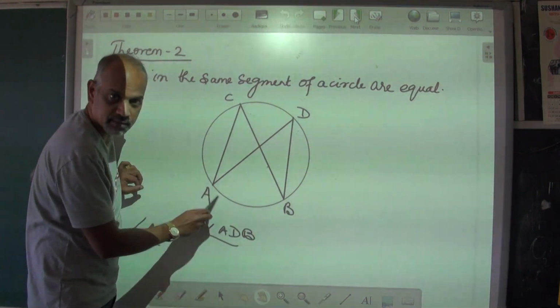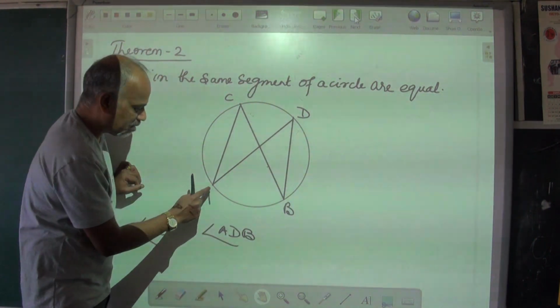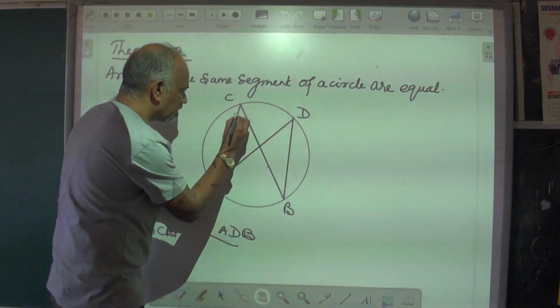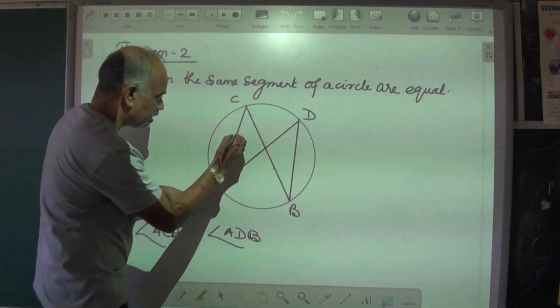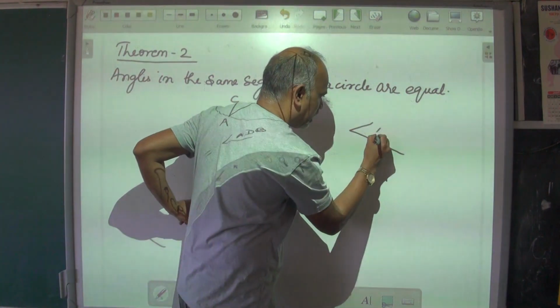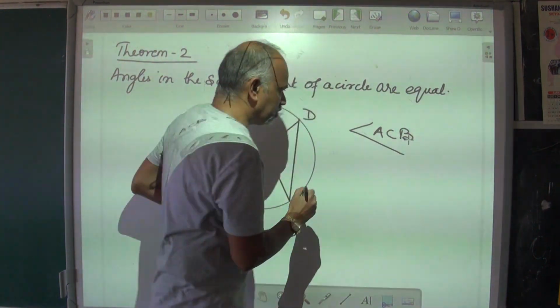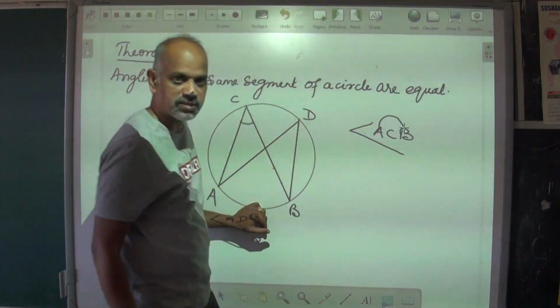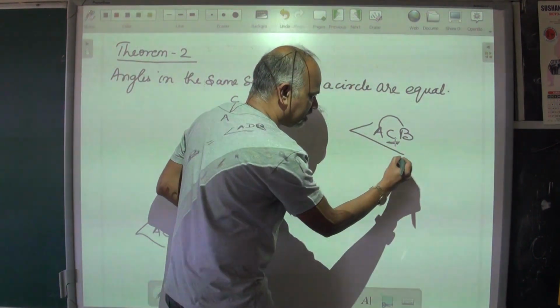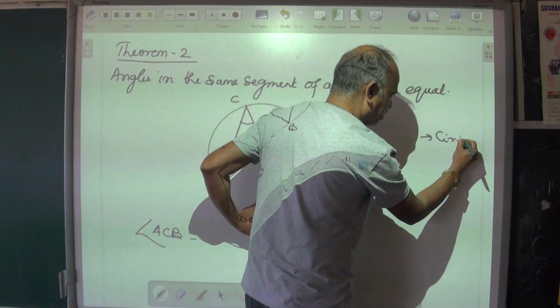Let's take this. AB is the arc. The first angle made by AB is ACB. This one. Angle ACB. The arc which makes it is AB. First alphabet, last alphabet. Where is the angle made? At C. C is on the circumference.